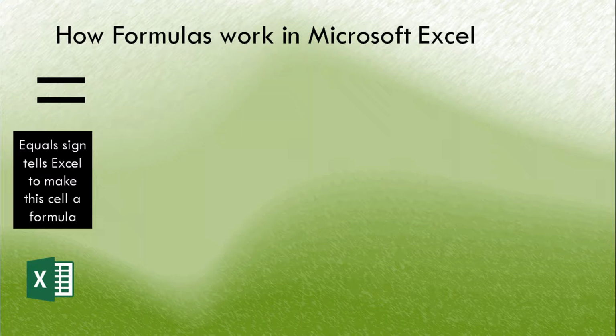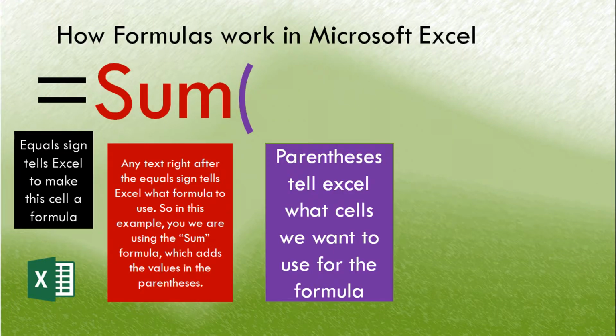Each time you want to use a formula, you must use an equals sign. An equals sign tells Excel to make this cell a formula. Otherwise, Excel will treat the cell we want to use a formula as a cell with text. After you have typed in the equals sign, we now need to type in the word sum. Any text you use after you type in the equals sign will be treated as if it's a formula.